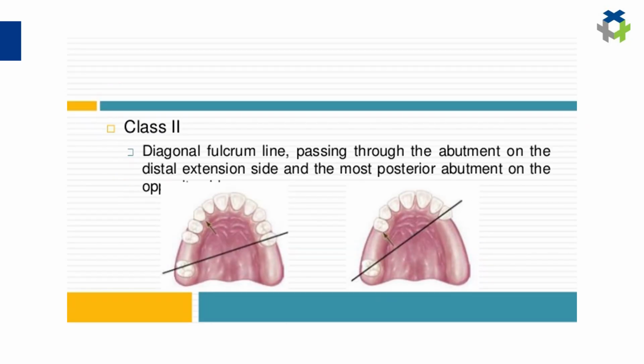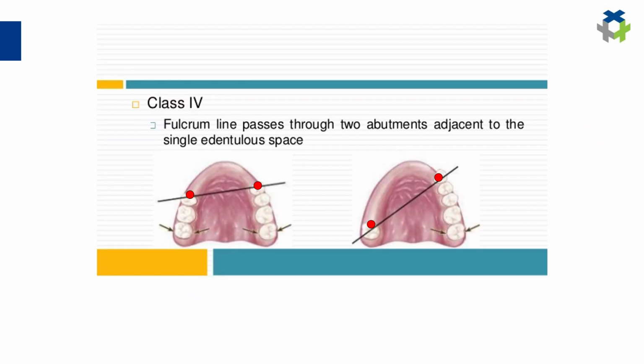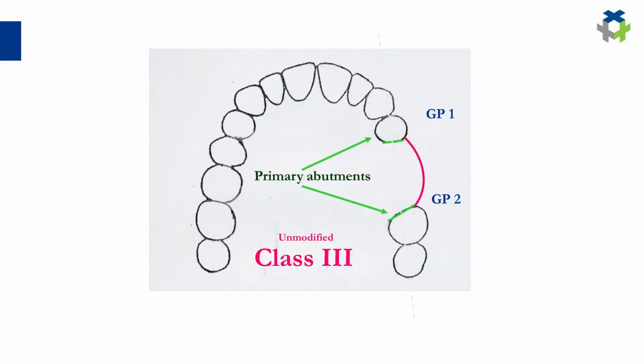For Class 2, we have the fulcrum line like this. Again, it can be diagonal or straight. For Class 3, we'll come back to that later. First, we'll see Class 4. The fulcrum line is more anterior because the edentulous space is in the anterior direction. Class 3 usually does not have a definite fulcrum line because it is supported by teeth on one side. Since it is supported by the primary abutments on one side, there is no rotational movement, and so usually Class 3 does not require indirect retention.